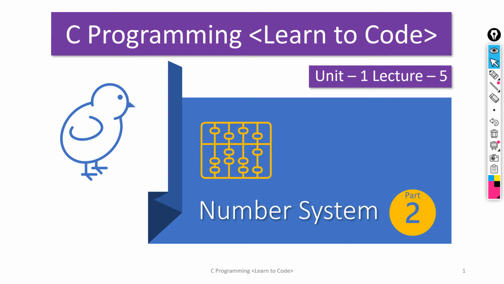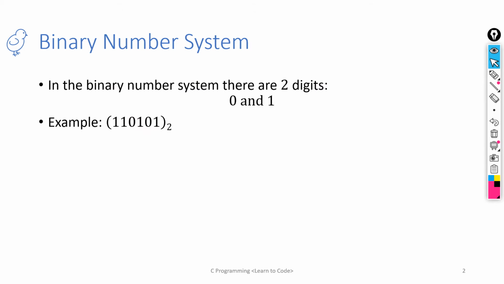This is the fifth lecture of Unit 1, and in this lecture we will continue our discussion on number system. This is part 2 of our discussion. So let's begin. If you remember, in the last lecture we were talking about number system, and there I explained about the decimal number system that we use in our day-to-day life. In this lecture, the other three number systems which come under the positional number system will be discussed.